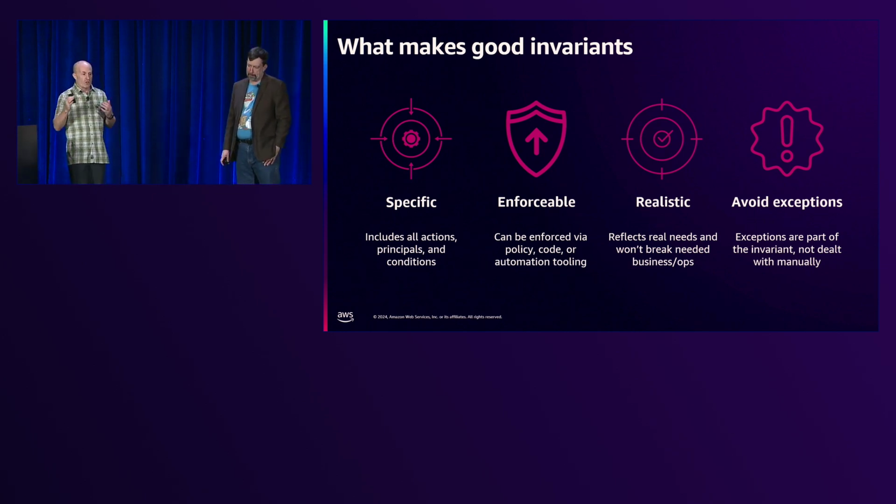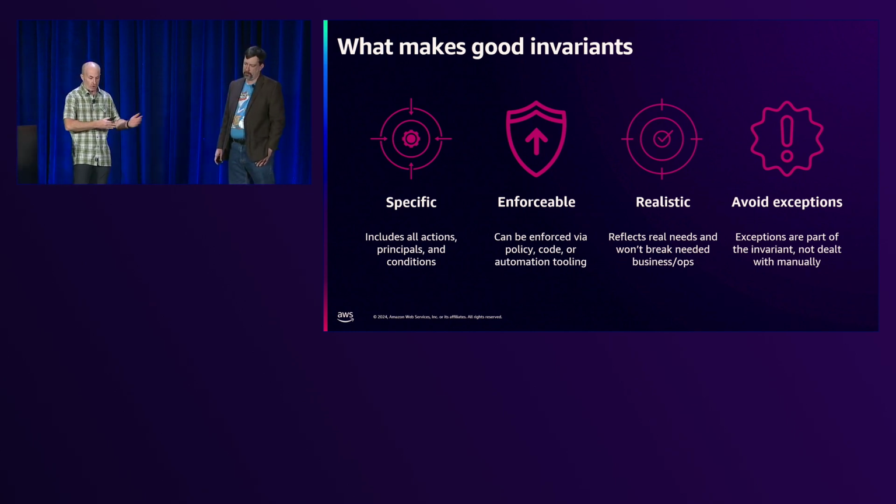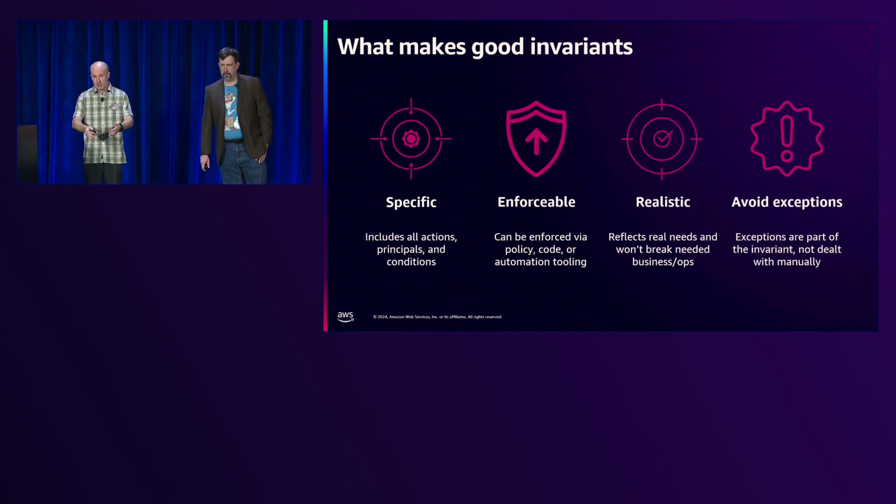Yep. And so to do this, they have to be specific, enforceable, realistic, and avoid exceptions, which is the piece that I largely got from Chris. Specific is, you really got to narrow things down, and we're going to show you some detailed examples of these, the principles, the actions. What is it you're actually protecting, or what is that guardrail going to be? It has to be enforceable, and you have to have that policy enforcement capability.